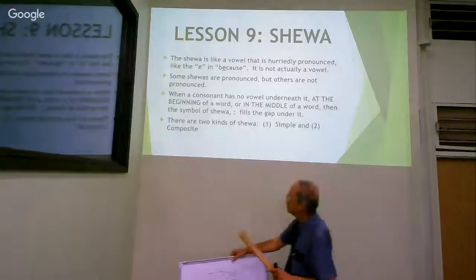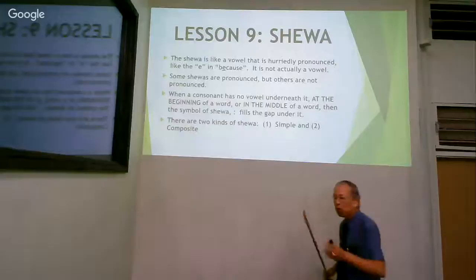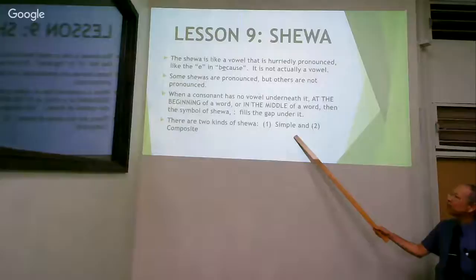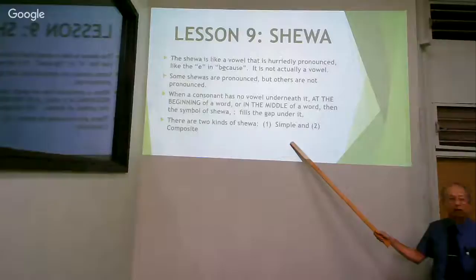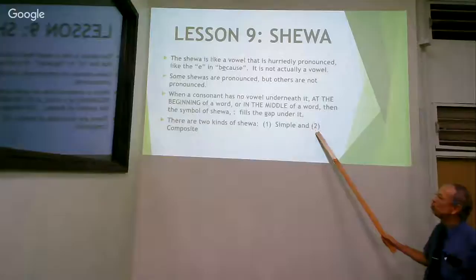Now, in this lesson, we are looking at two kinds of Shewa. The first one is called simple. I don't really think it is so simple though. The rules are difficult. But it is called simple Shewa. And two, composite Shewa.